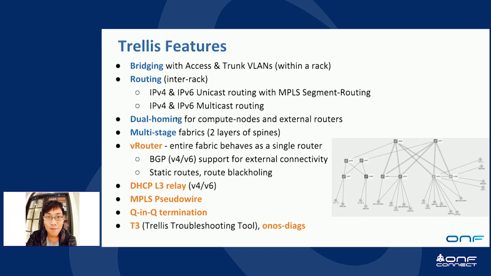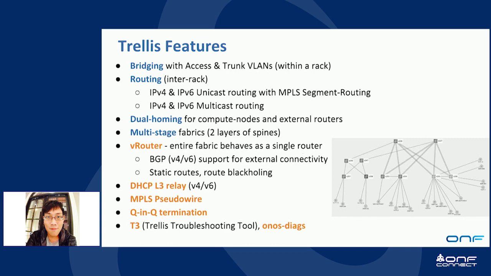Dual homing, I briefly talked about that. It's for the compute nodes or the servers and external routers to have a little bit more redundancy. And then, of course, as I also mentioned, we have multi-stage support. Basically, we have two sets of leaves and spines connecting to each other. These are just very basic features.